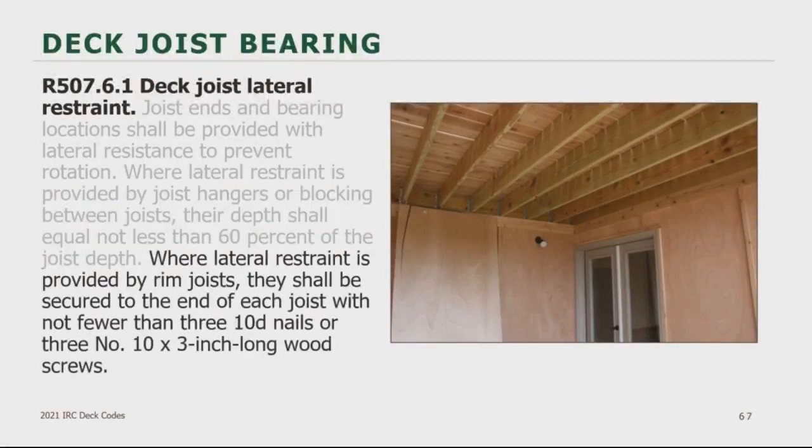Another common method for providing that lateral support is through a rim joist at the joist ends. In that case, the rim joist would be the same depth as the floor joist and is required to be fastened with 3 nails or screws on each joist end.